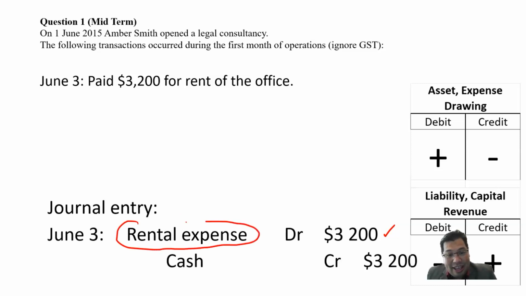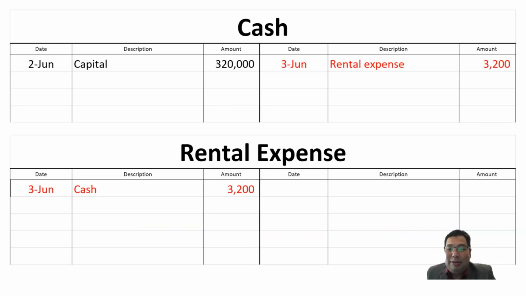Okay, let me move here. These two accounts, this is the rental expense. Yeah? This is the rental expense. So you labeled it. Yeah, you need to label, otherwise you won't know which account. So this is the rental expense, and I'm debiting these accounts.